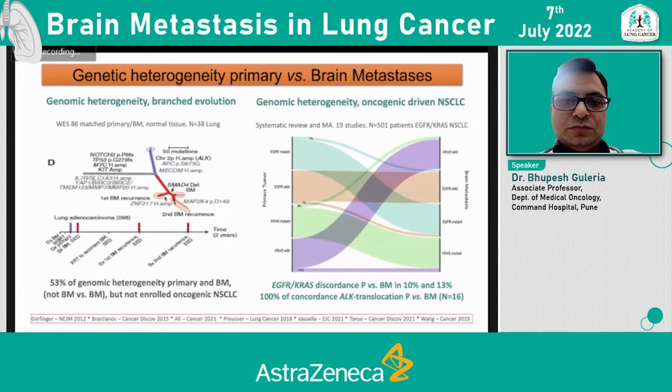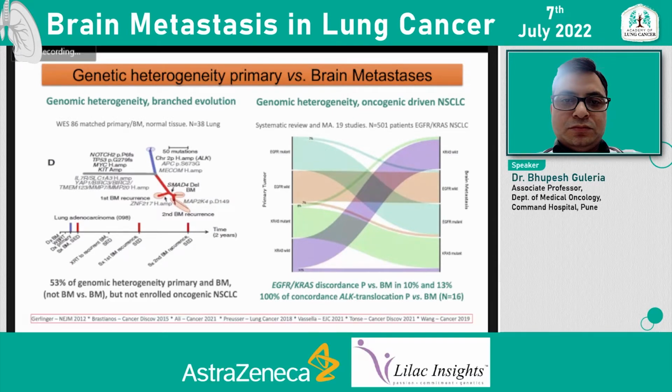One thing I would like to highlight today is the genetic heterogeneity seen in the primary versus the brain metastasis. It is something like the heterogeneity or discordance seen in breast disease, where every time the disease progresses we need to do a biopsy to see the discordance. However, the discordance here may not be associated with the same mutation; it may be associated with different mutations. We have seen that there is 53% genomic heterogeneity between the primary and the brain metastasis tissue. However, this was seen most commonly in EGFR and KRAS, almost 10%. But in ALK translocation, there was 100% concordance.